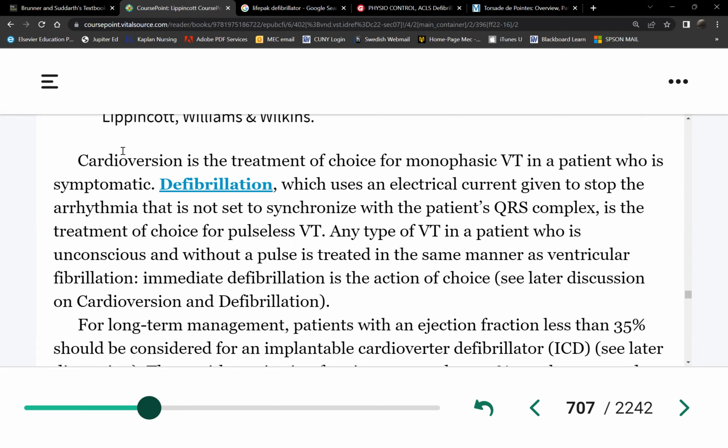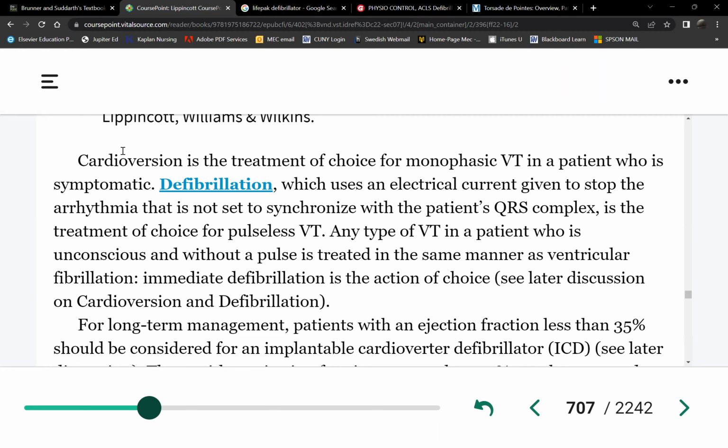So AFib, A-flutter, VTAC with a pulse, those can be cardioverted. All right, meaning the patient has a heartbeat, they have a cardiac output. That's who are cardioverted. Defibrillation is used for what 2 rhythms again? Pulseless VTAC and VFib only. That's it. What about asystole?